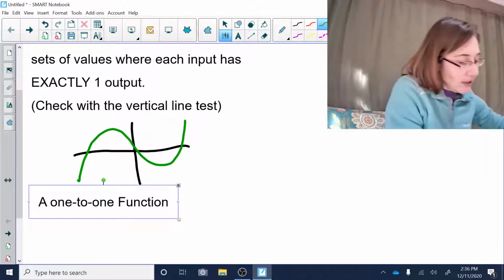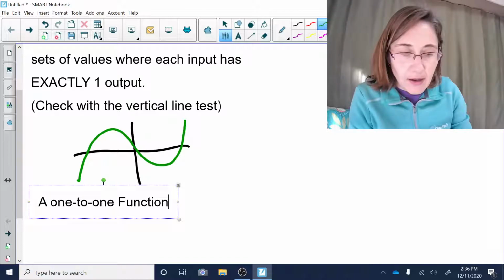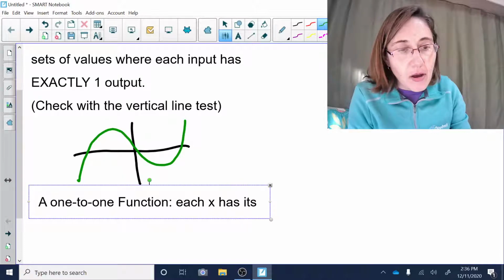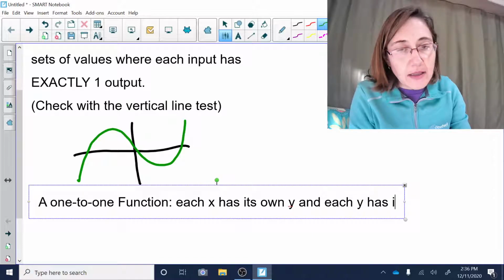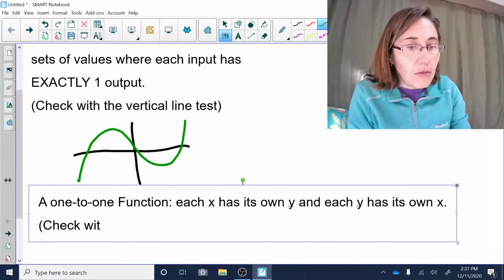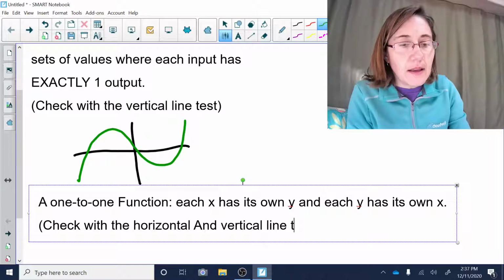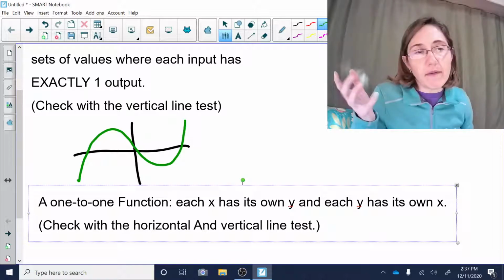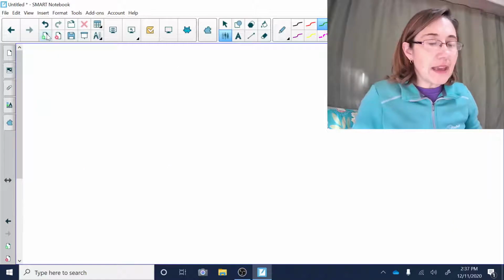Okay, so there's some terminology for you. Let me get that written on here. Each x has its own y, and each y has its own x. So you can check with the horizontal and vertical line test. So it's got to pass both of those in order to be a one-to-one function. Okay, so that's background information. So let's look at finding the inverse of a simple one first.